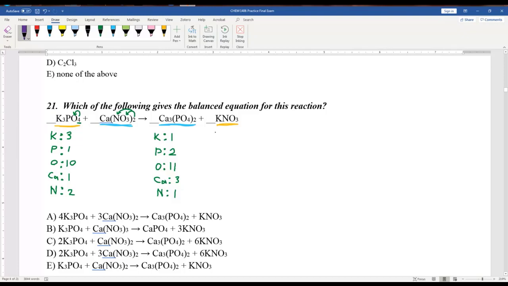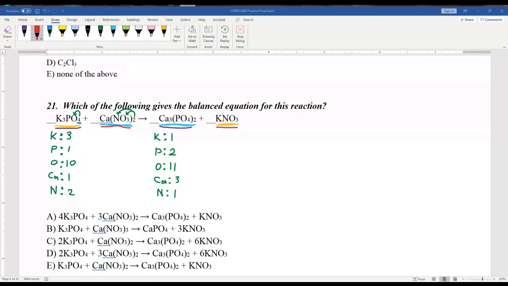Phosphorus appears in 2 compounds. And nitrogen appears in 2 compounds as well: calcium nitrate and potassium nitrate. So everything appears in 2 places except for oxygen, which appears in all 4, which means I can pretty much balance these in any order whatsoever, except that I want to save oxygen for last. So if I just go down the line here, I want to balance potassium. What am I going to have to do?